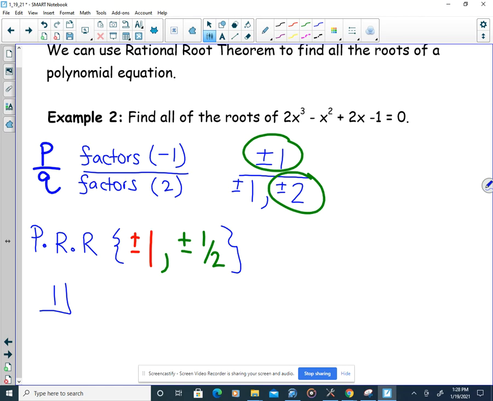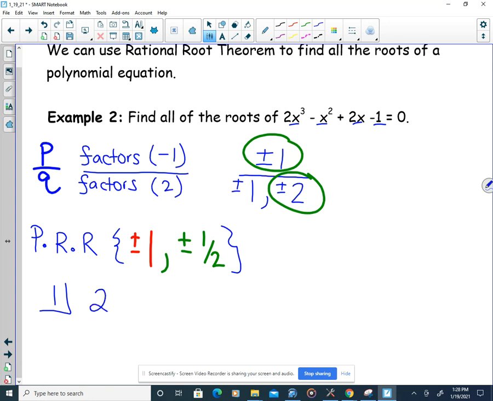So we're going to use synthetic division to test these. Let's make sure none of the variables are skipped over. We got x to the third, x to the second, x to the first, x to the 0. So we have all of our variables. None are skipped over, so we don't have to use any placeholder values. Let's list out the coefficients.